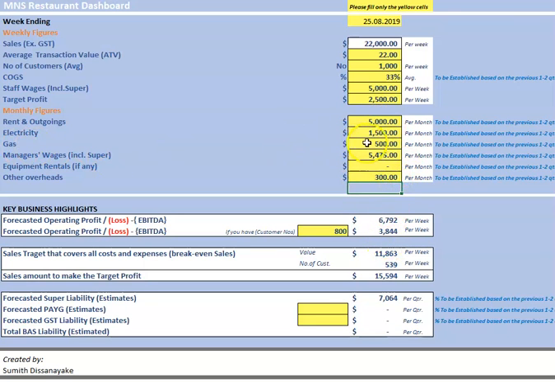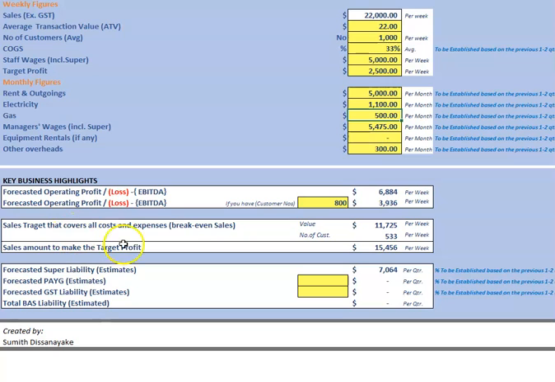Right, and if you can do a deal with the service provider, like the electricity or the gas service provider, and if the cost is going to come down, then your profitability will go up. Right, so I think we've done enough with the profitability. Next thing is the break even.